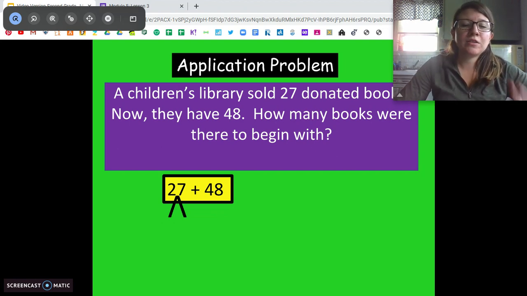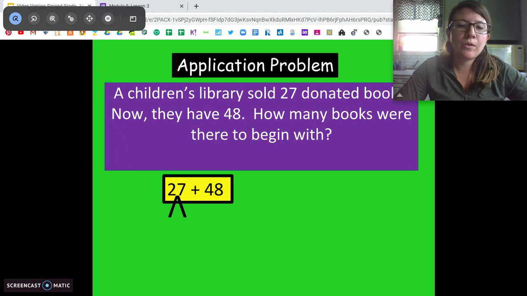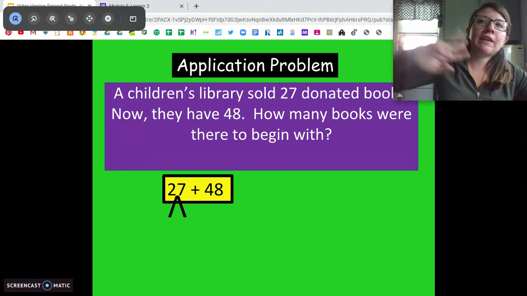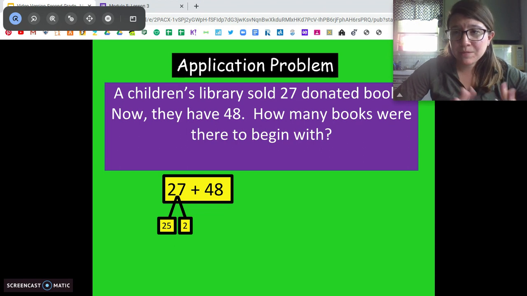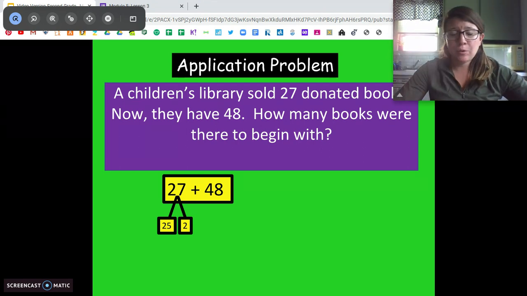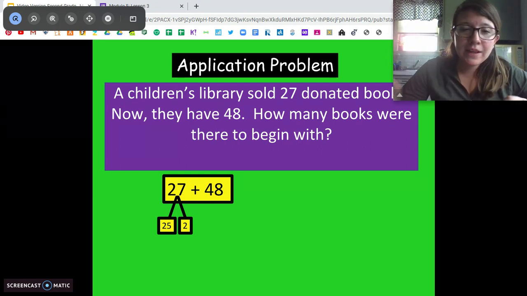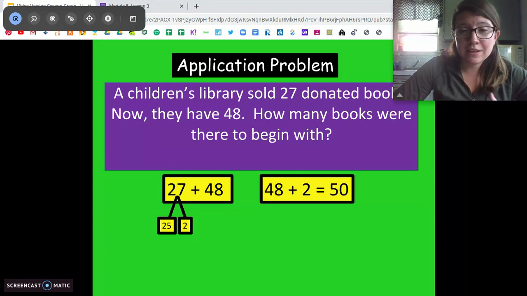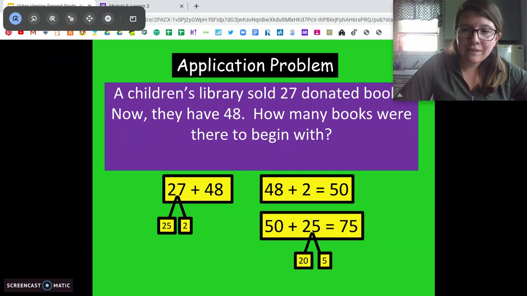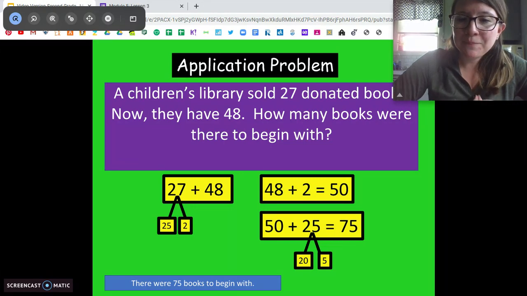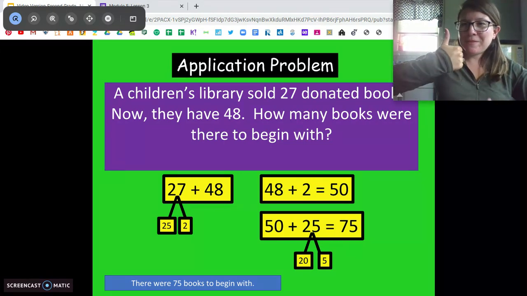Ready? Okay, so before you solved on your own, I talked about how I need 2 more to get 48 to its next 10. So I'm going to take those 2 out of 27. I'm going to decompose it, and I get 25 and 2. Now I can add pretty easily. So 48 plus 2 is going to get us to 50, right? And then my next step is to add 50 plus our extra 25. I get to 75. So there were 75 books in the library to begin with. Thumbs up if you got it.